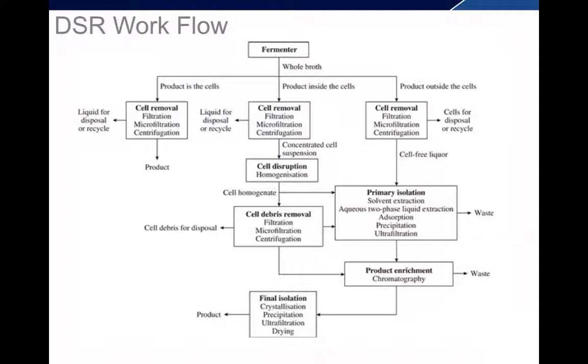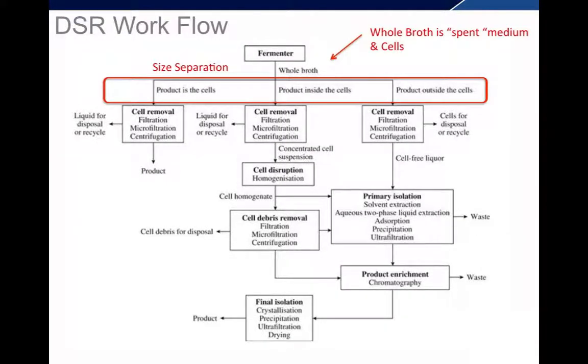What comes out of the fermenter is whole broth. So this is spent media and cells. The first thing that you do is cell removal or primary separations, and this is almost always based off of size. So the specifics depend on where your product is.